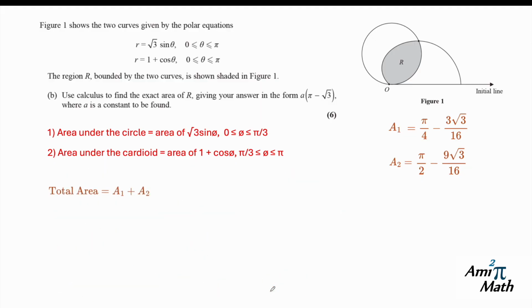And then of course now all we need to do is just add these areas. I think I might have said we minus the areas before, but I meant to say that we add the areas, and that is that. And then we will get 3 over 4 bracket pi minus root 3, and as we can see, a will equal 3 over 4.